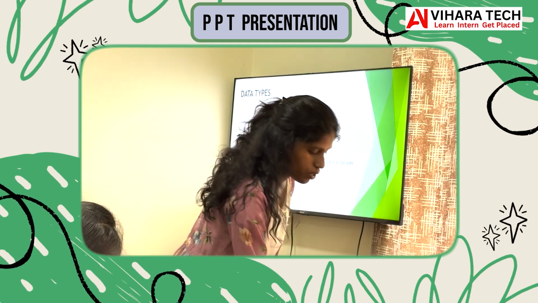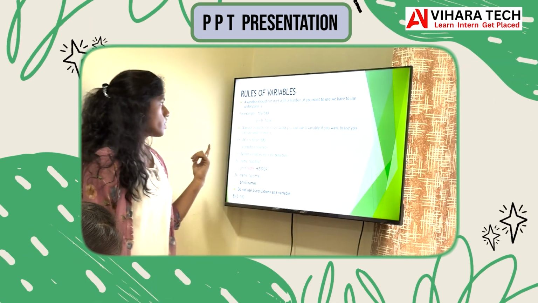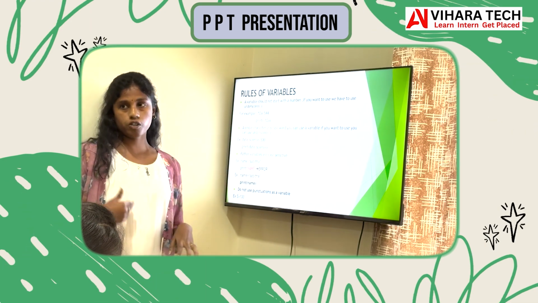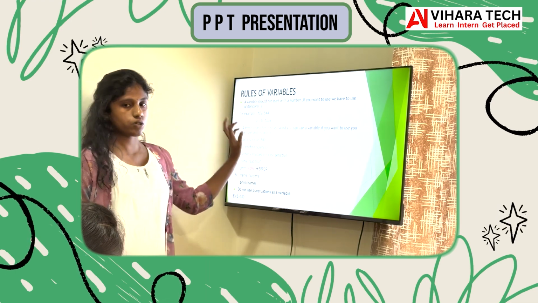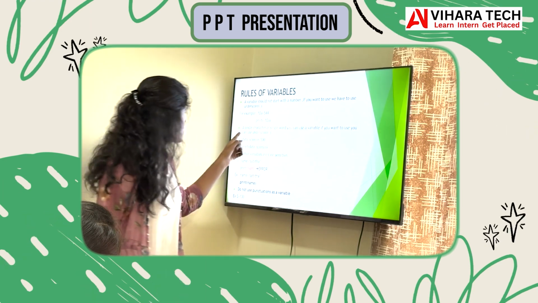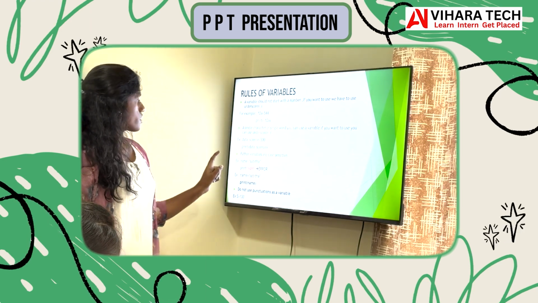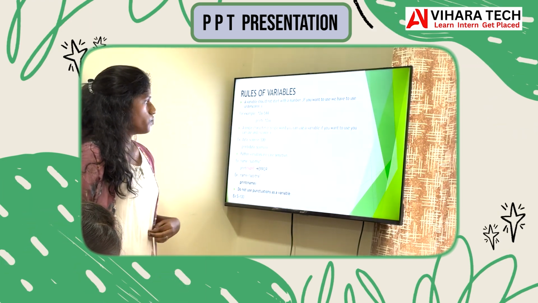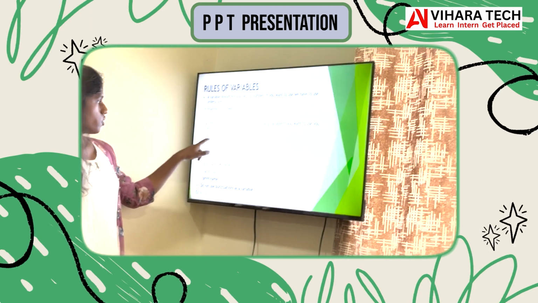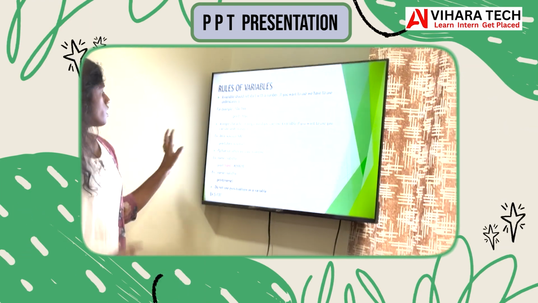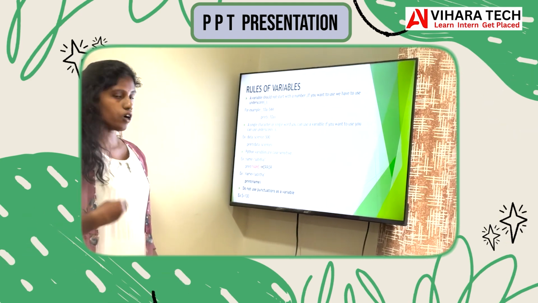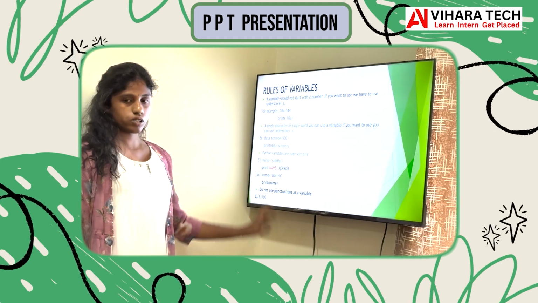Rules of variable. A variable should not start with a number. If you want to use a number, we have to use underscore. Next, second rule: a single character or a single word cannot be used as a variable. If you want to use two words, you can use underscore.